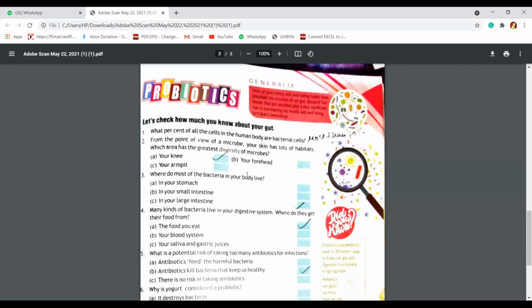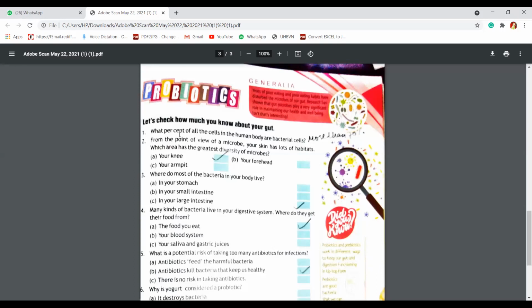Gut health means the appetite, we can say. Sometimes, because of poor eating habits, our gut, meaning the stomach, has some infection and gets disturbed. And we know very well that these microbes, the probiotics, play a very important role in maintaining our gut health and well-being. So let's see some questions related to probiotics given over here.